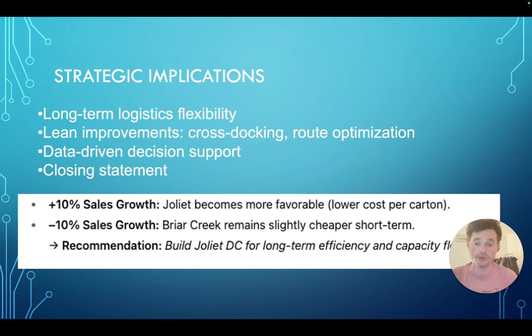So as you can see here, we have the 10% sales growth or the negative 10% sales. So Joliet becomes more favorable because of the lower cost per carton. And then Briar Creek remains slightly cheaper short term, but does not seem to be beneficial long term. So my recommendation, as stated before, is to build the Joliet DC for long term efficiency and for capacity flexibility.